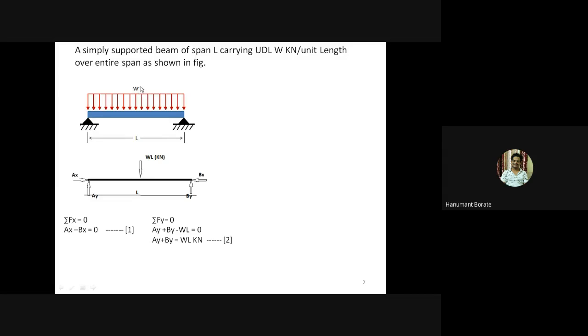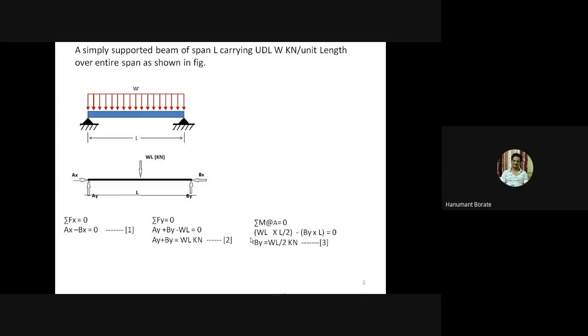So the intensity is W kilonewton per meter, right? Means for each meter the load is W kilonewton, but our length is L. So due to that, here we have taken WL kilonewton. This WL means only WL kilonewton. Don't take it as W is kilonewton, L is a length in meters, so it will be kilonewton meter. Don't think like that. Okay.